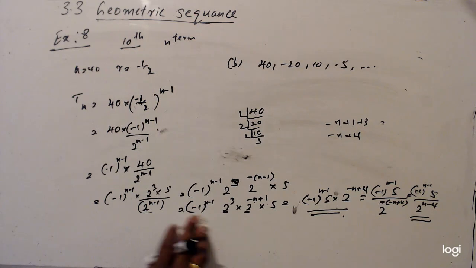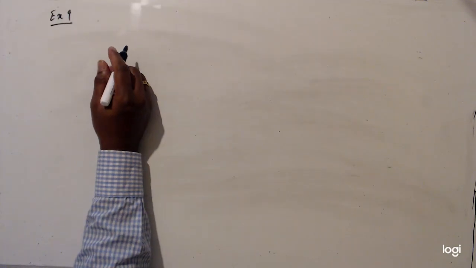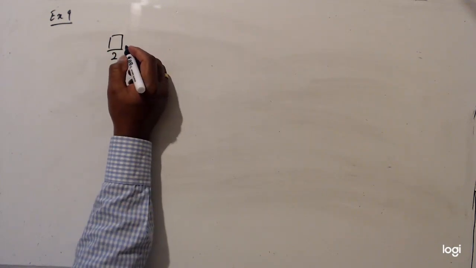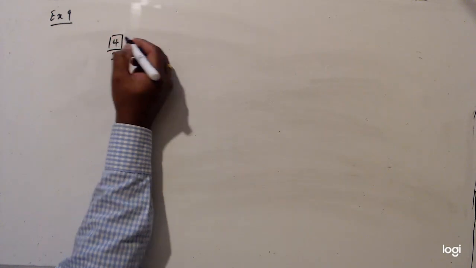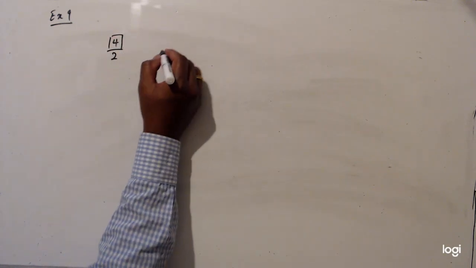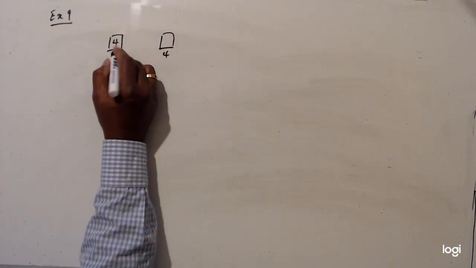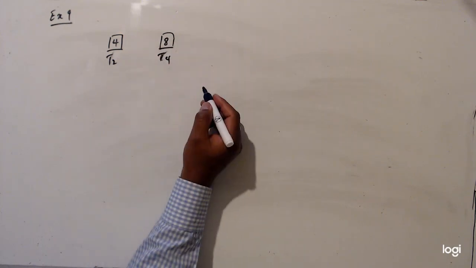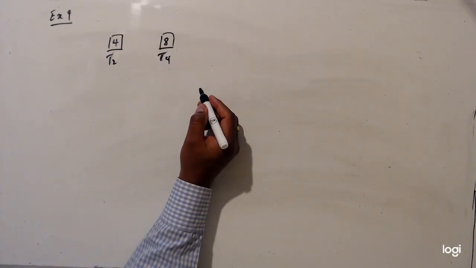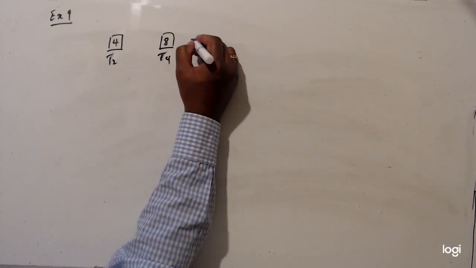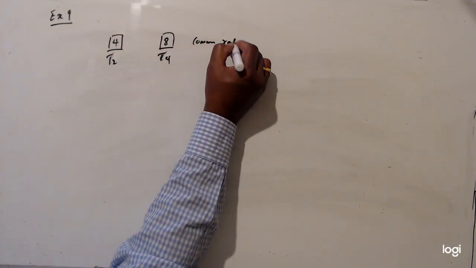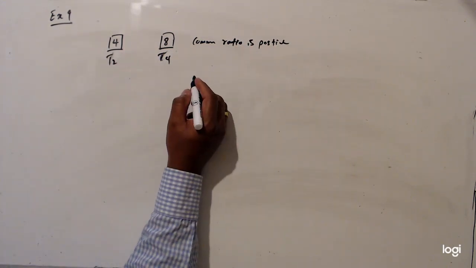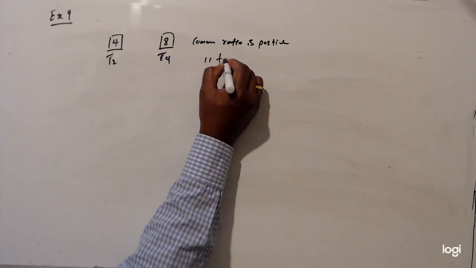Let's discuss example 9. In this example 9, they have given that the second term is 4, and the fourth term, T4, is given as 8, and that the common ratio is positive. So the question is, we want to find the 11th term.